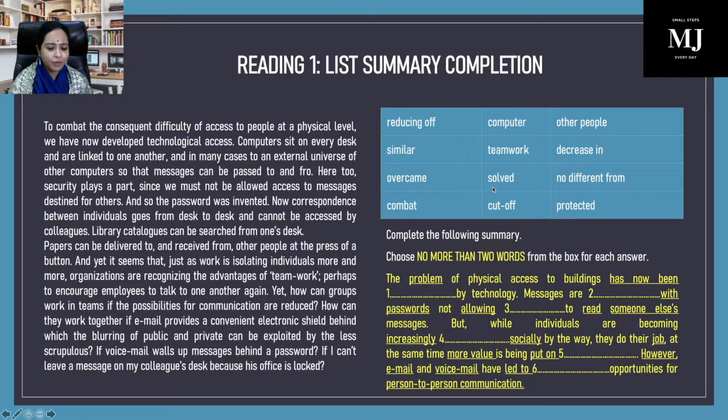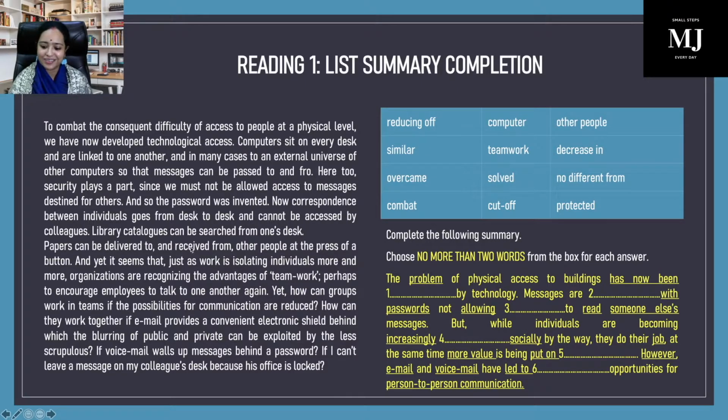But let's just confirm the point. Let's go back to the passage. To combat the consequent difficulty of access to people at a physical level. Okay, so physical access. Right, difficulty is also there. So it can be paraphrased for problem. To combat is nothing but to fight, to solve. Okay. Right. So yes, solve actually can be the answer. Is it fitting grammatically into the sentence? Let's check. The problem of physical access to buildings has now been solved by technology. It is. So this is the first answer.